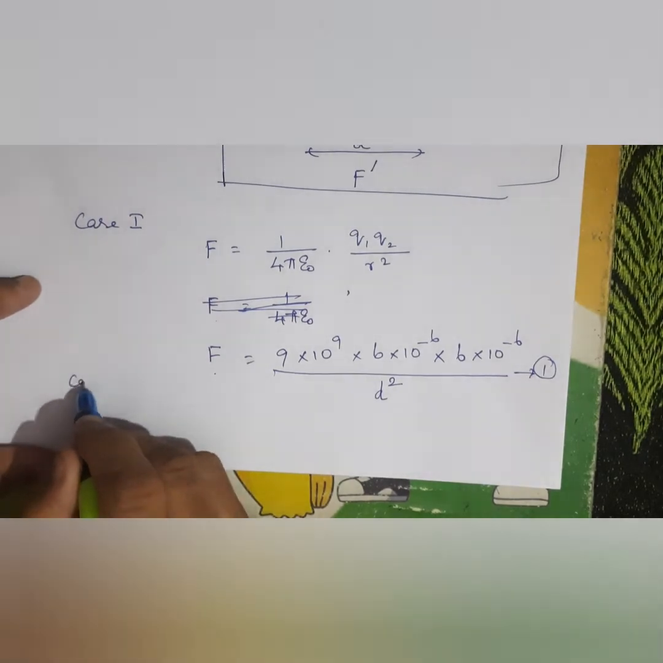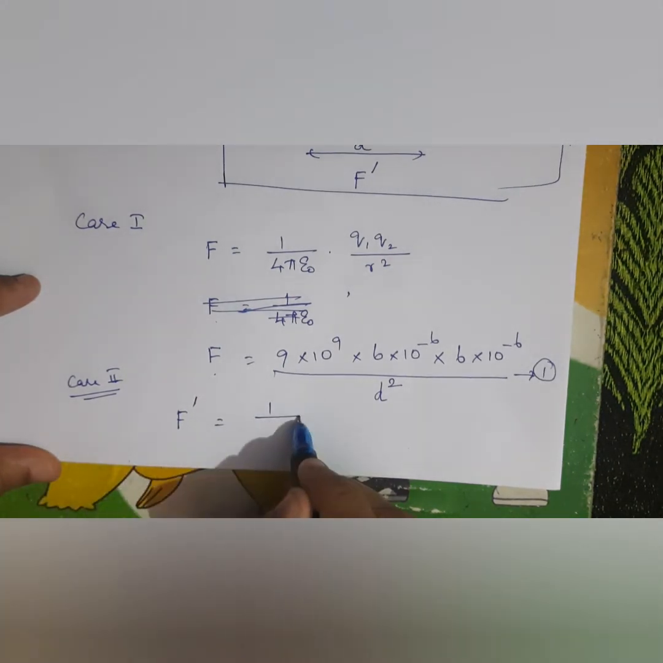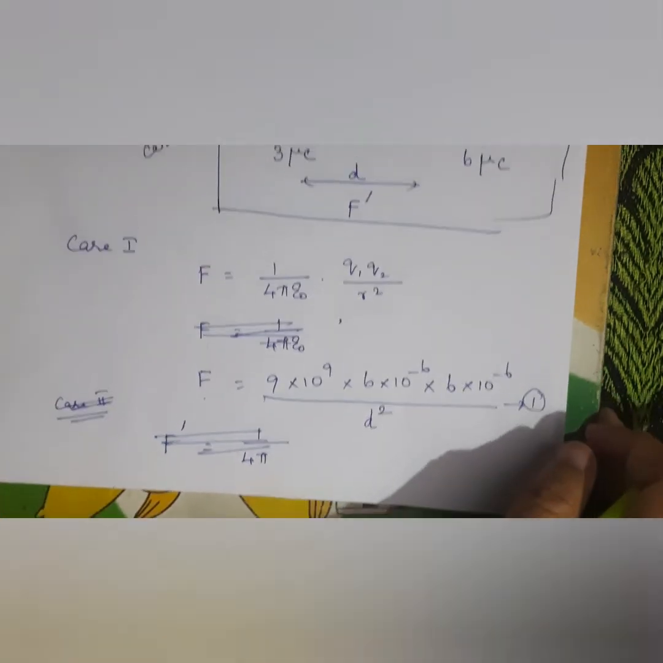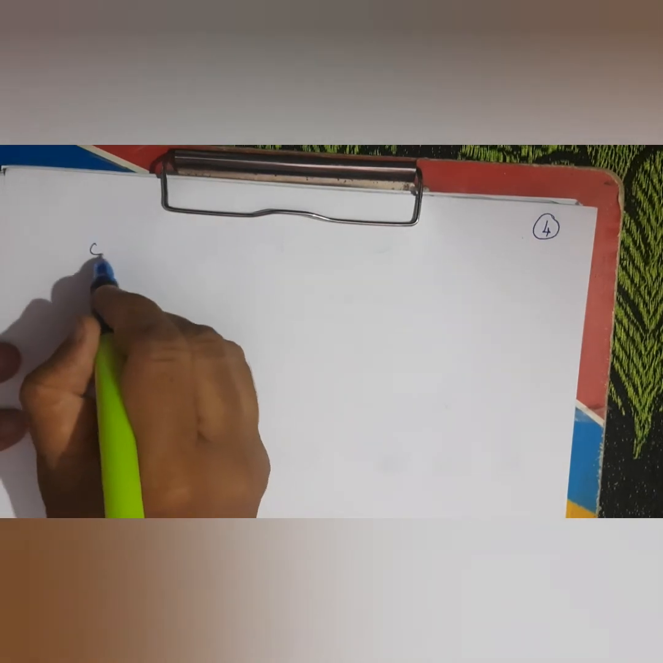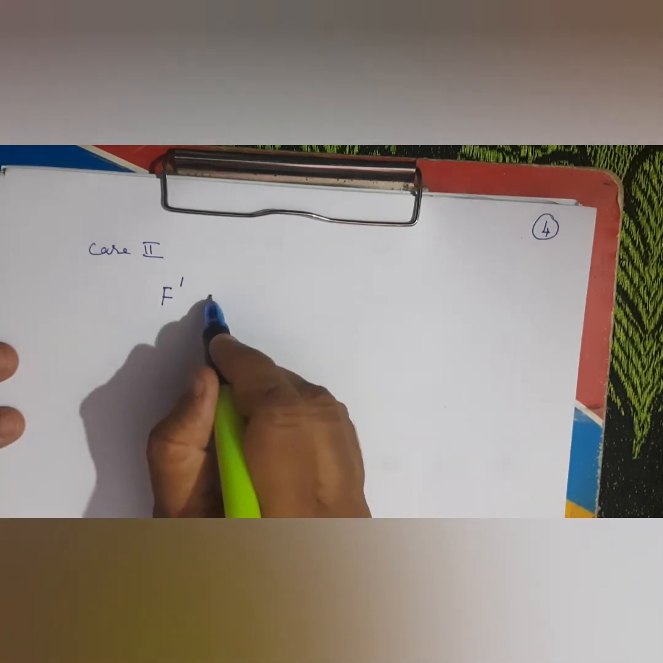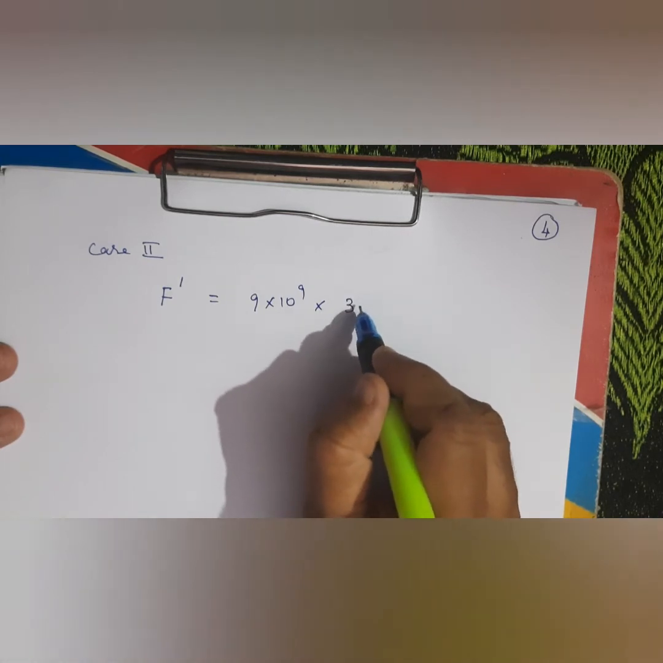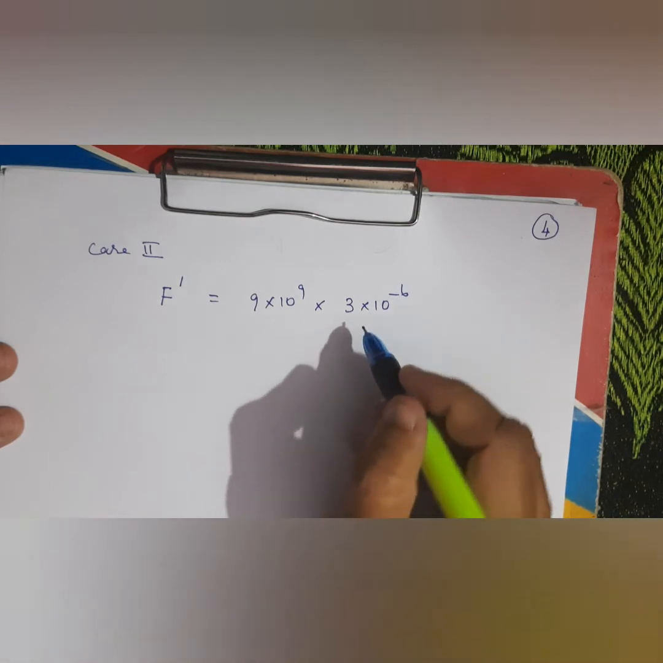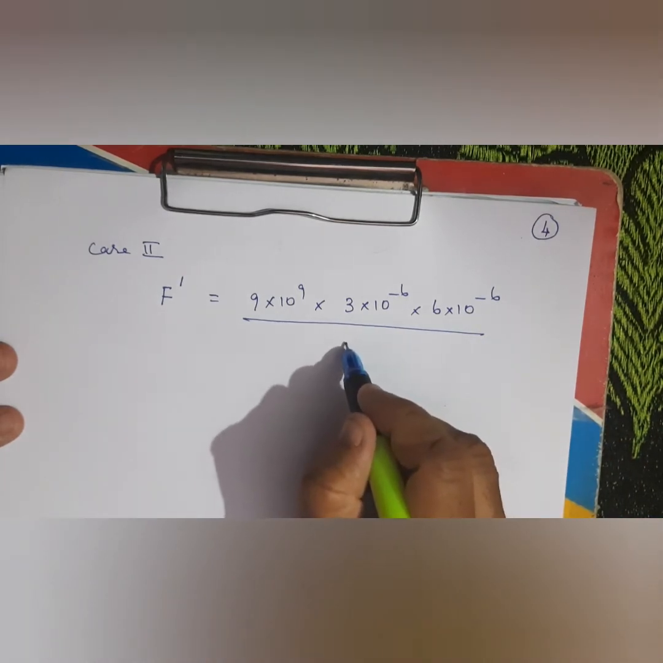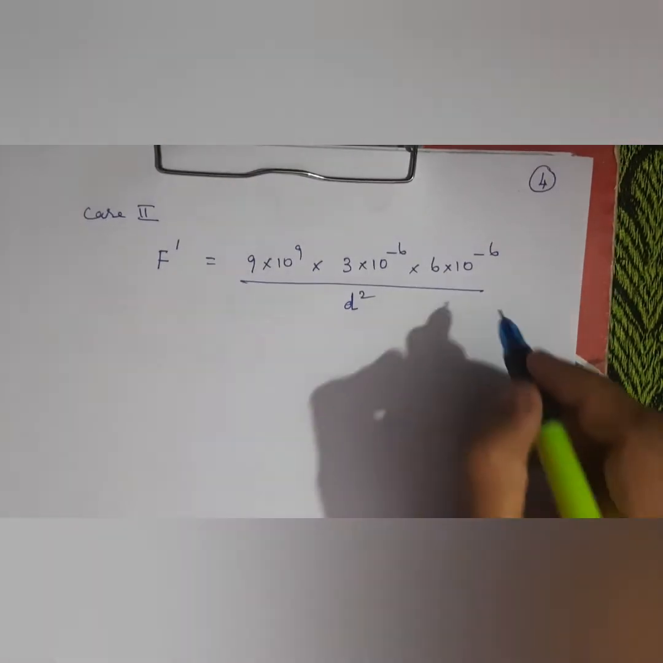Similarly, we write case number 2. The new force of repulsion, you consider F dash, is equal to 1 by 4 pi epsilon naught value. For the second case, case number 2, F dash, the new force of repulsion, F is replaced by F dash. 1 by 4 pi epsilon naught value is 9 into 10 to the power of 9. Now Q1 value, first sphere, that is 3 microcoulomb, 3 into 10 to the power of minus 6, and 6 into 10 to the power of minus 6, whole divided by, there is no change in distance, so d squared. So put equation number 2.